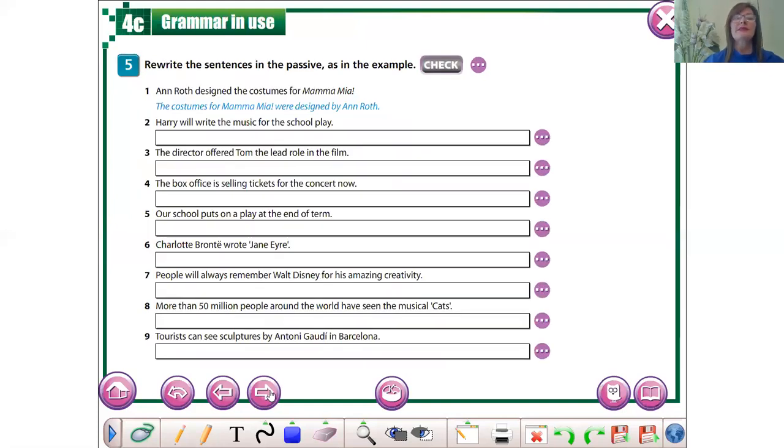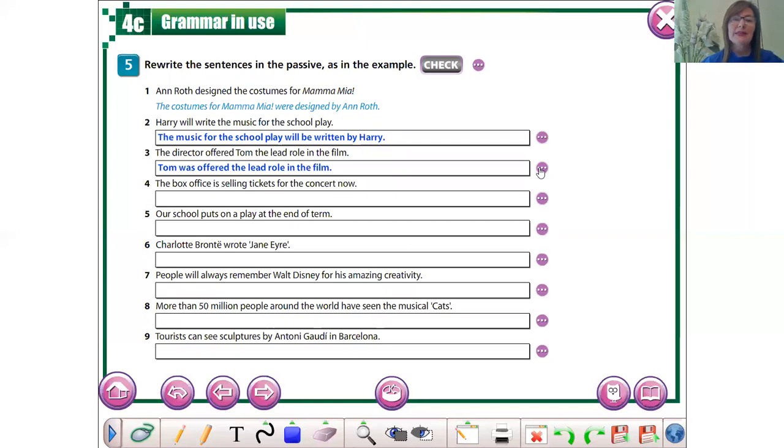Now we have some sentences in active and we're going to transform them into passive. The first one, Harry will write the music for the school play. The music for the school play will be written by Harry. The director offered Tom the lead role in the film. Tom was offered the lead role in the film.